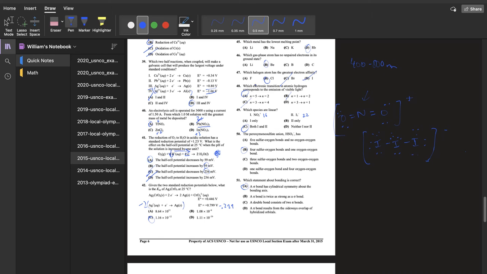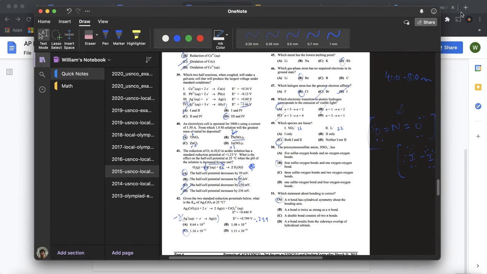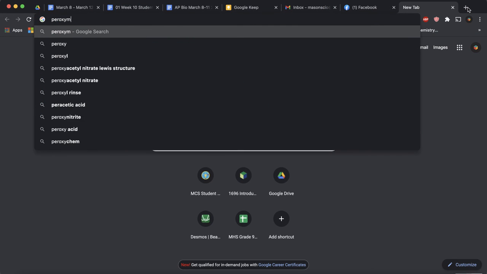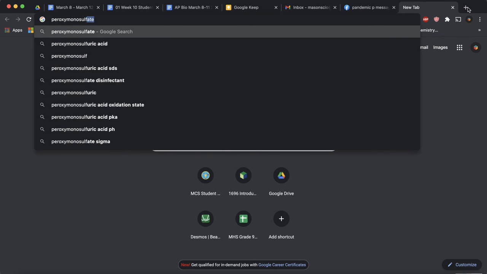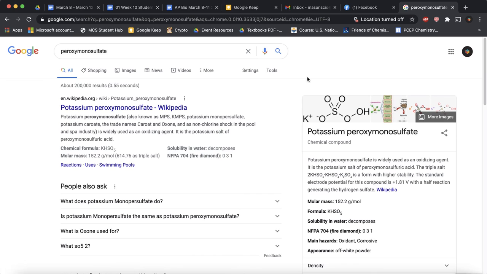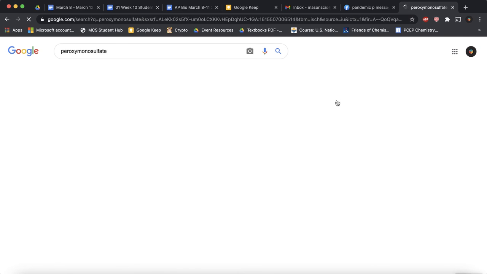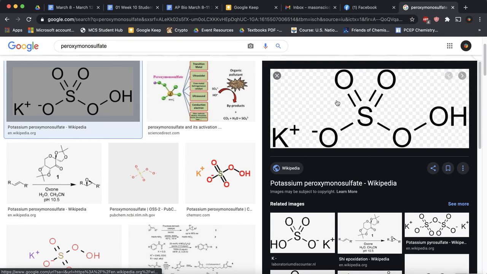Alright, when I was taking this test, I had time to draw it out, but right now I'm slightly blanking. So let's look up the peroxymonosulfate anion structure. So this is what it looks like. We can ignore the K plus because we're only talking about the anion.